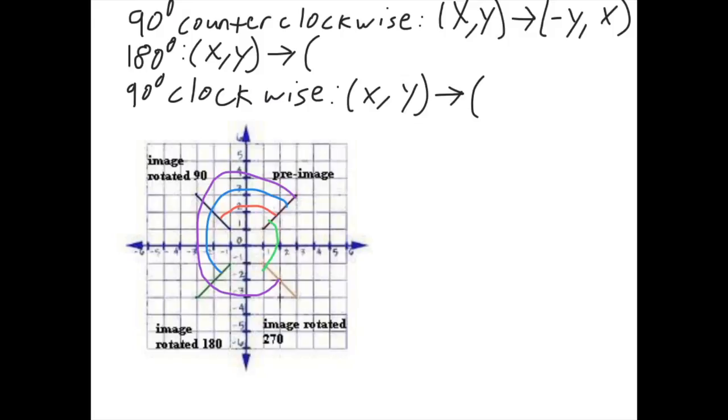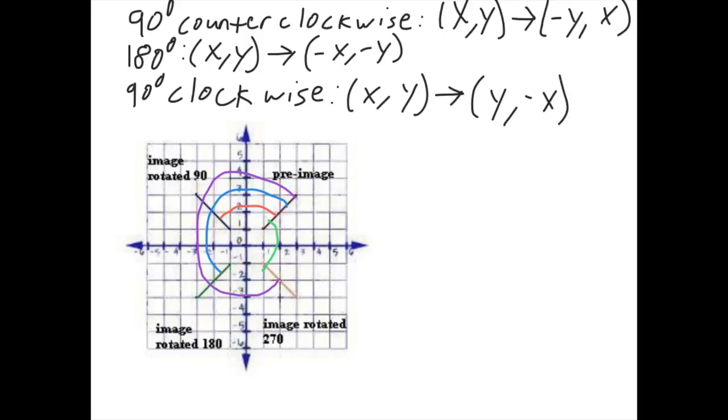Next, with 180 degrees, whether you go clockwise or counterclockwise, it'll be the same thing. So (x, y) will turn into (negative x, negative y). So all that happens is that your x and y become negative. And then 90 degrees clockwise, or 270 degrees counterclockwise, (x, y) becomes (y, negative x). So very similar to 90 counterclockwise, but where the negative switches. And that's pretty much it for the rules.